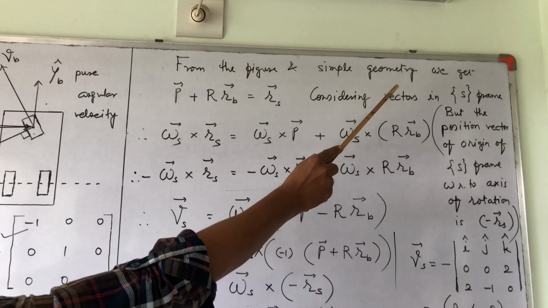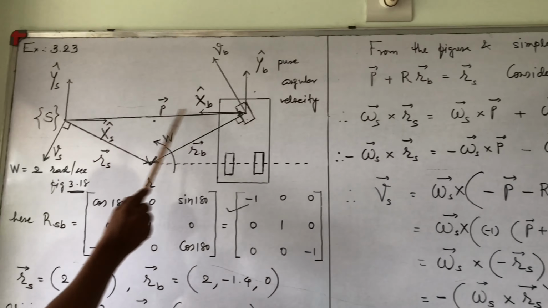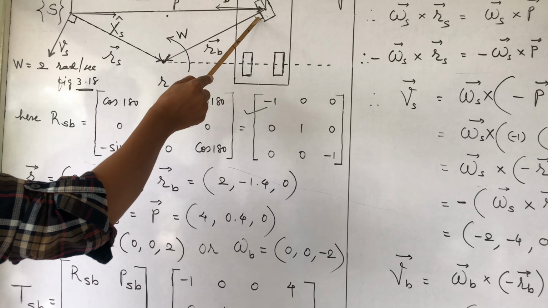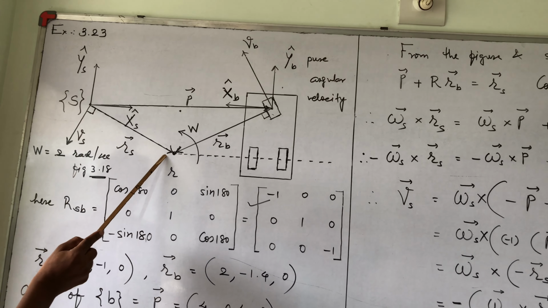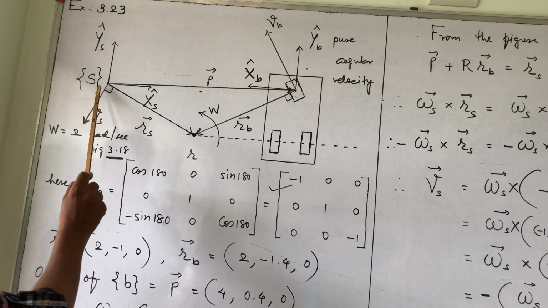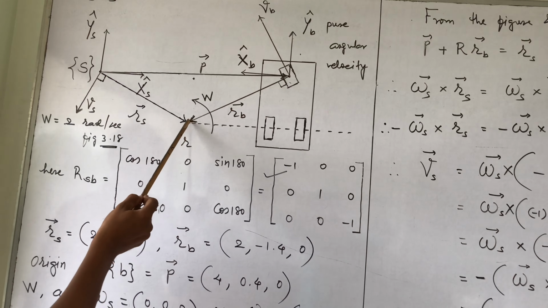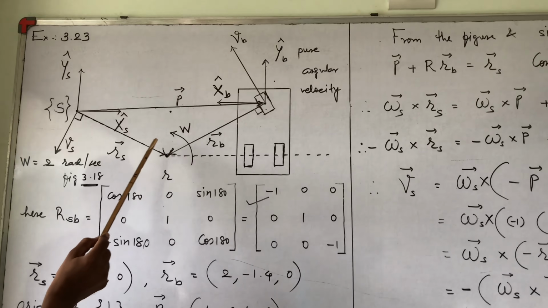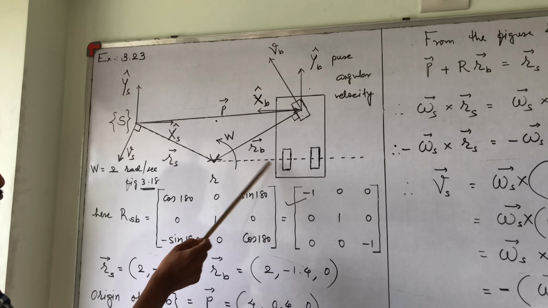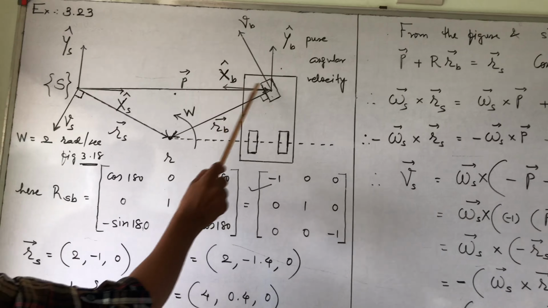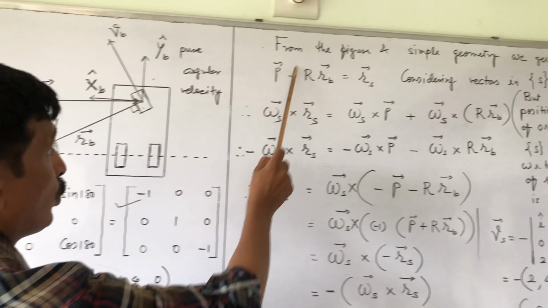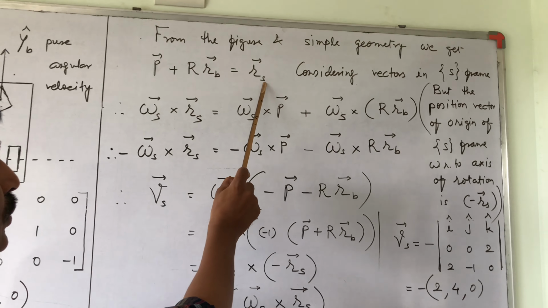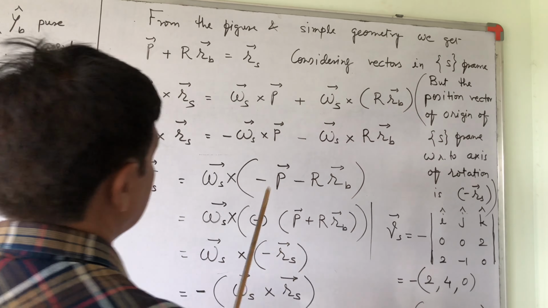From the figure and simple geometry, see P vector is already in S frame, RB vector is according to body frame and RS vector is according to S frame. So applying the triangle rule, P plus this vector equals this vector. P, arrow is here, RB, arrow is here. But RB is representing B frame, so we have to convert into S frame. So P plus R RB, R is the rotation matrix, equals RS. This one, P plus R RB equals RS, considering the vectors in S frame.